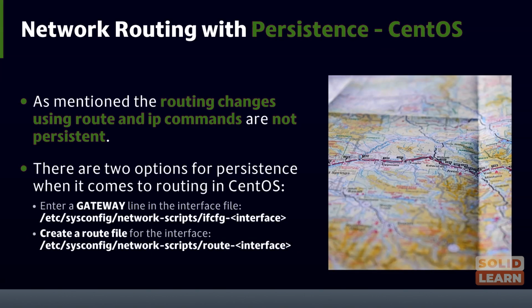And the place to do that in CentOS is to add a gateway line in the interface file. So you can enter into /etc/sysconfig/network-scripts/ifcfg-interface. So in our case, right, enp0s3, we can enter into that a gateway line that indicates the gateway we're going to go out for that specific network on that interface. Or we can also create a route file. So we can do /etc/sysconfig/network-scripts/route-interface and create a route file that contains the routes that are going to use that interface to get out.